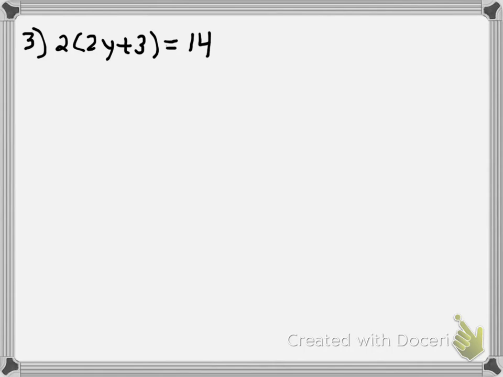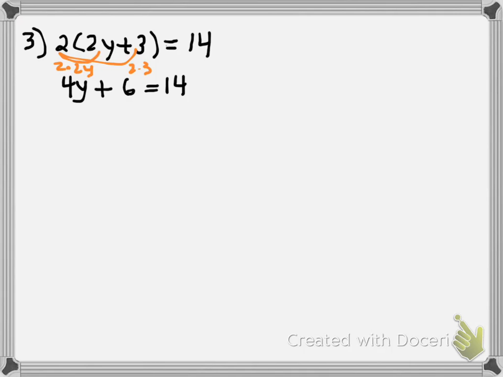Okay. So, do I need to distribute on this one? Yes. So, the only way I can solve this problem is if I distribute. So, I get 2 times 2y, which gives me 4y. So, again, I'll write up here what I did, 2 times 2y. And then it says plus, and then I'm going to multiply 2 times 3, which gives me 6.